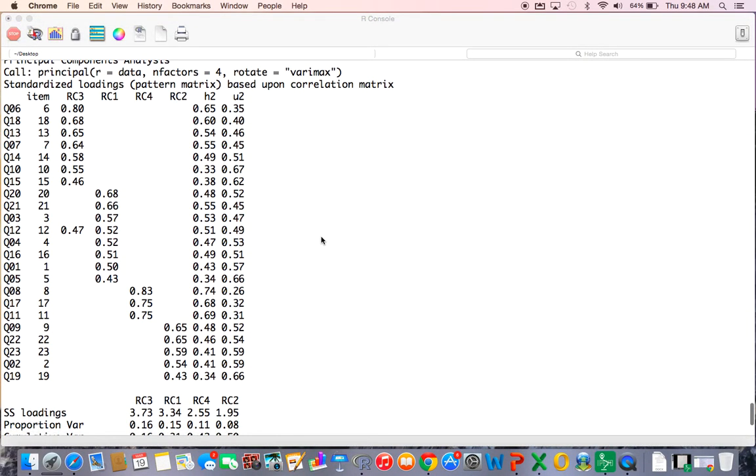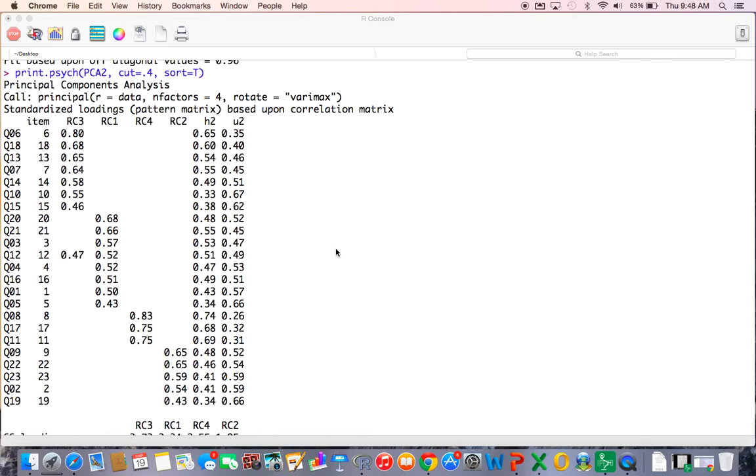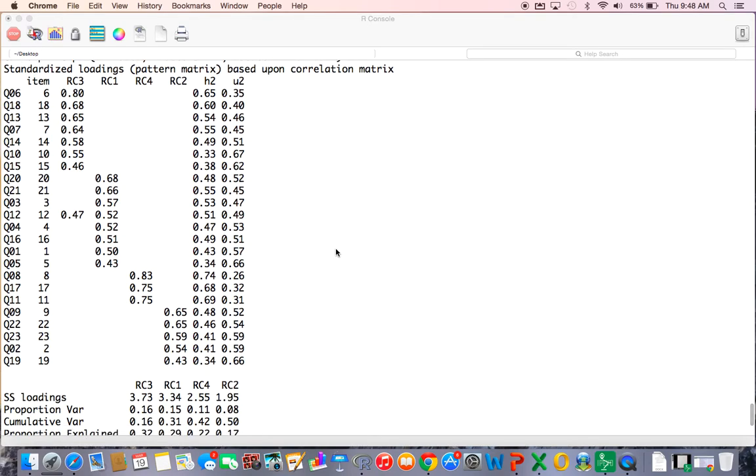To be quite honest with you, I would probably consider eliminating that question if I really wanted to strengthen up the reliability analysis of the survey. But I'm not going to go with that. I'm just going to come in and write these down. So factor 1, let's go with that. So that's under RC1. So it looks like, I'm going to write this down.